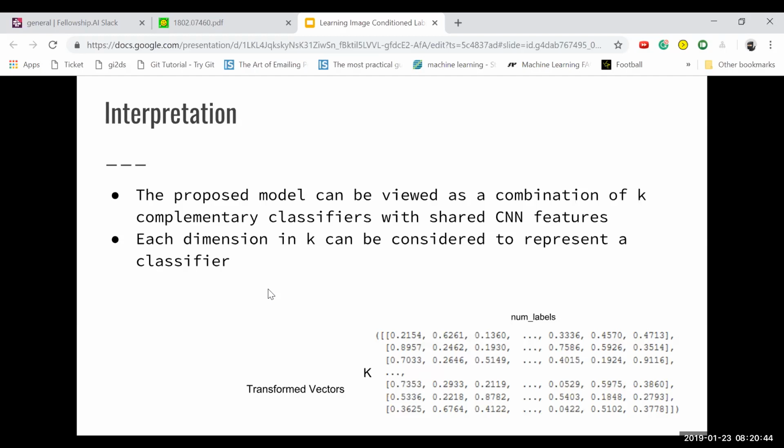Another analysis the authors performed was to investigate how similar the outputs are for the different dimensions in k. They took the top 5 predicted labels and used the Jaccard coefficient, which is basically intersection over union. What they found was that the outputs of the classifiers are very different. So combining these classifiers leads to a powerful committee.